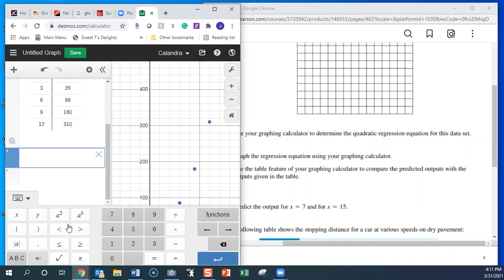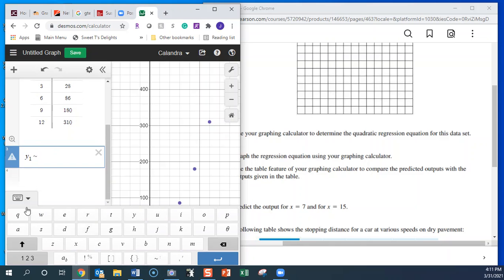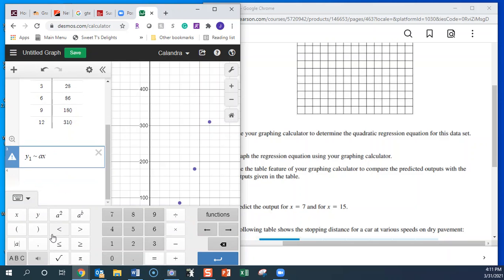So this is how we would do it. The first thing we would do, we start off with our y, so it'd be y sub 1. We will go here to ABC and get our tilde. Now remember, it's actually supposed to be x1 squared. So it'd be ax1 squared.